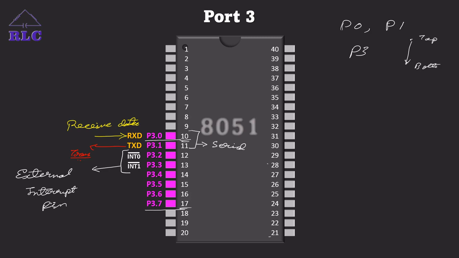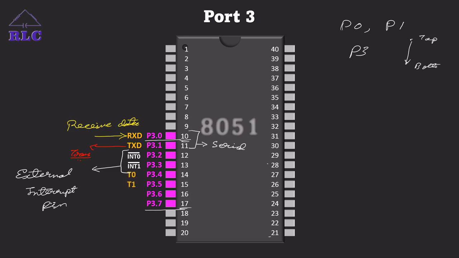Similarly, if we want to interrupt something, that is, whatever is being executed should be stopped and we should move to a particular function or operation, we can use INT0 and INT1. We'll see how to configure all those things in future videos. For now, remember P3.2 is the interrupt 0 pin and P3.3 is the interrupt 1 pin. These two are external interrupt pins.